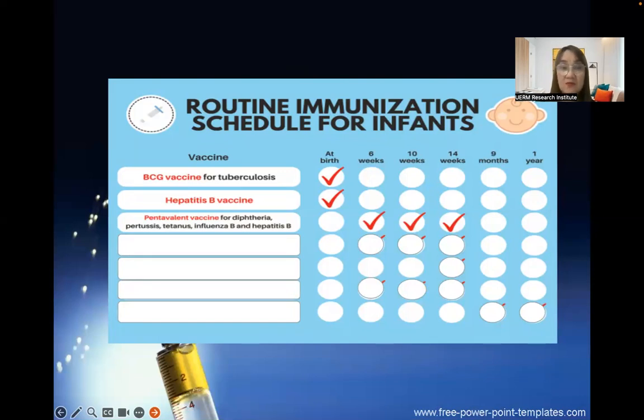So the next vaccine that will be given to a child is the pentavalent vaccine. These 3 doses of pentavalent vaccine, containing DPT or diphtheria, pertussis, tetanus, H. influenzae type B, and hepatitis B, are given intramuscularly at monthly intervals beginning by 1.5 months of age, or at 6 weeks, 10 weeks, and 14 weeks of age.